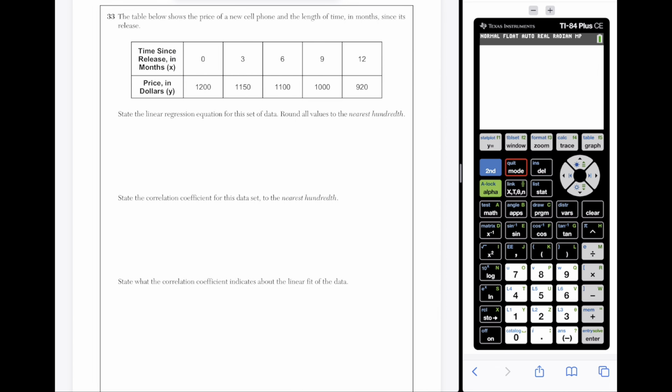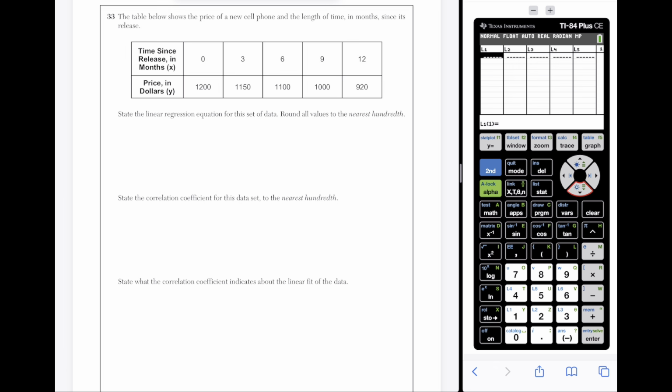All right, number 33 is a linear regression. There's always a linear regression. I'm just used to there always being this type of problem. So for this one, you absolutely need your graphing calculator. What we're going to do is go into stats, go to 1 edit. Notice I still had numbers from before, so I'm going to just clear it. So we have our numbers.